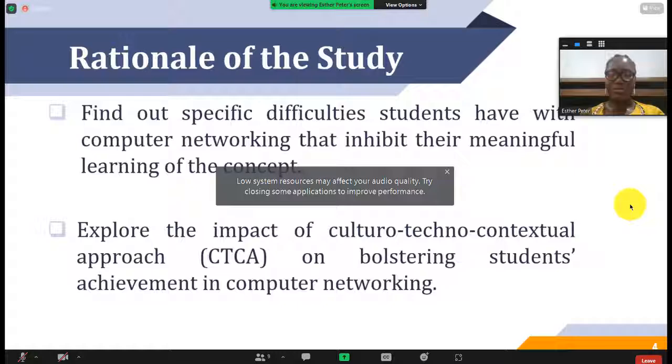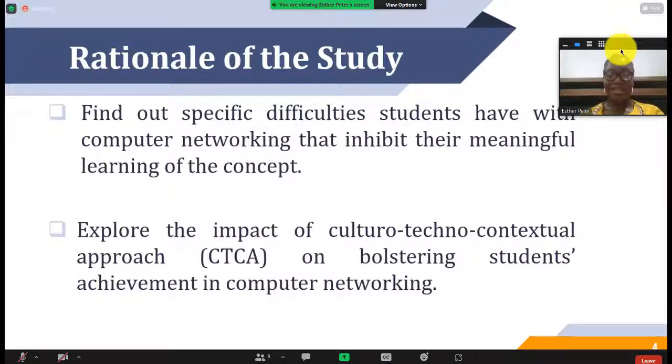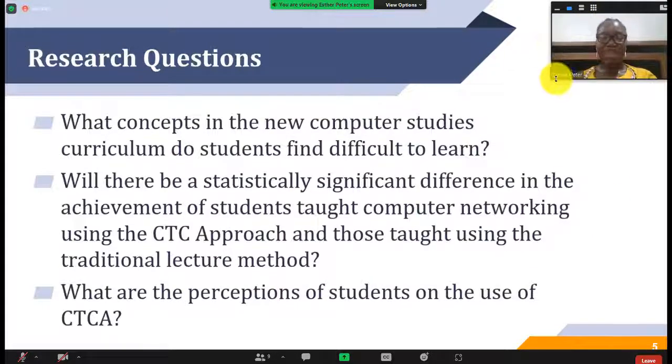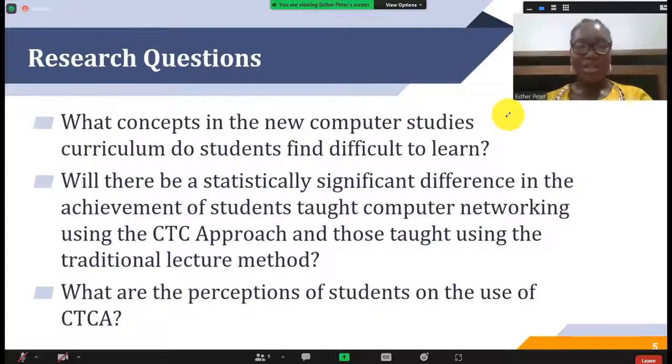And one such method is the techno-contextual approach, which is CTCA for short. The study focused on 3 research questions.